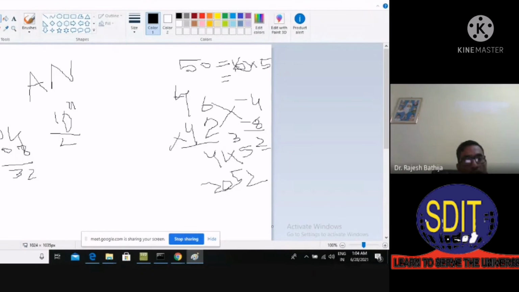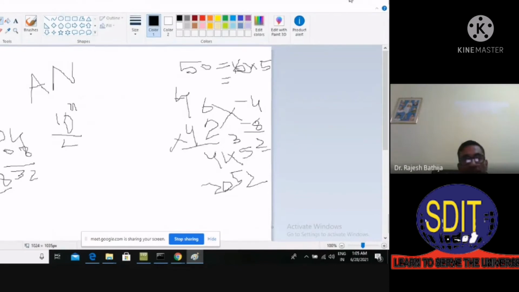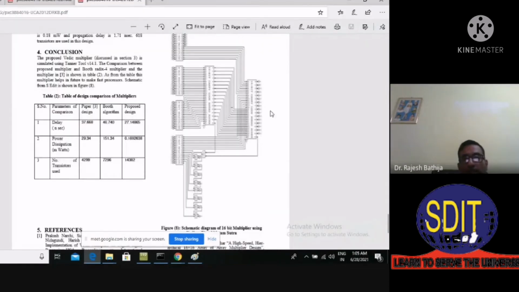or 42 minus 4 will be 38, right? Now we are getting 38 over here, right? Now it should be divided by 2 and we can get the result. Now the same Nikhilam multiplier or that multiplier we can use it over here, right?